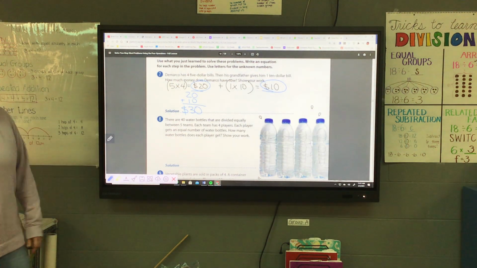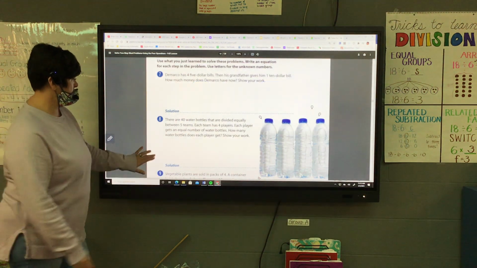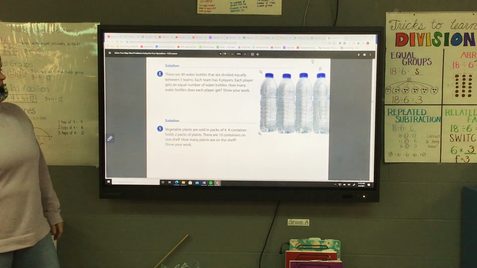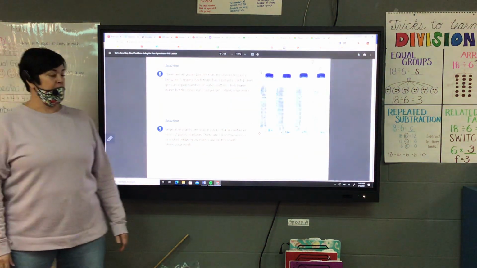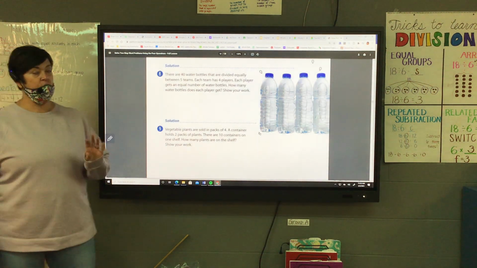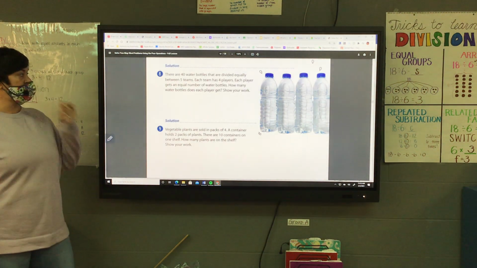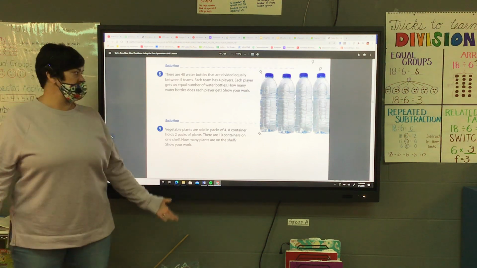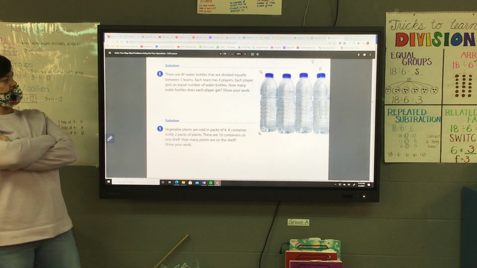Let's look at 8. Read it with me. Everybody have this? I'm going to slide this up a little bit. There are 40 water bottles that are divided equally between 5 teams. Each team has 4 players. Each player gets an equal number of water bottles. How many water bottles does each player get? Show your work. What would I need to do first here?